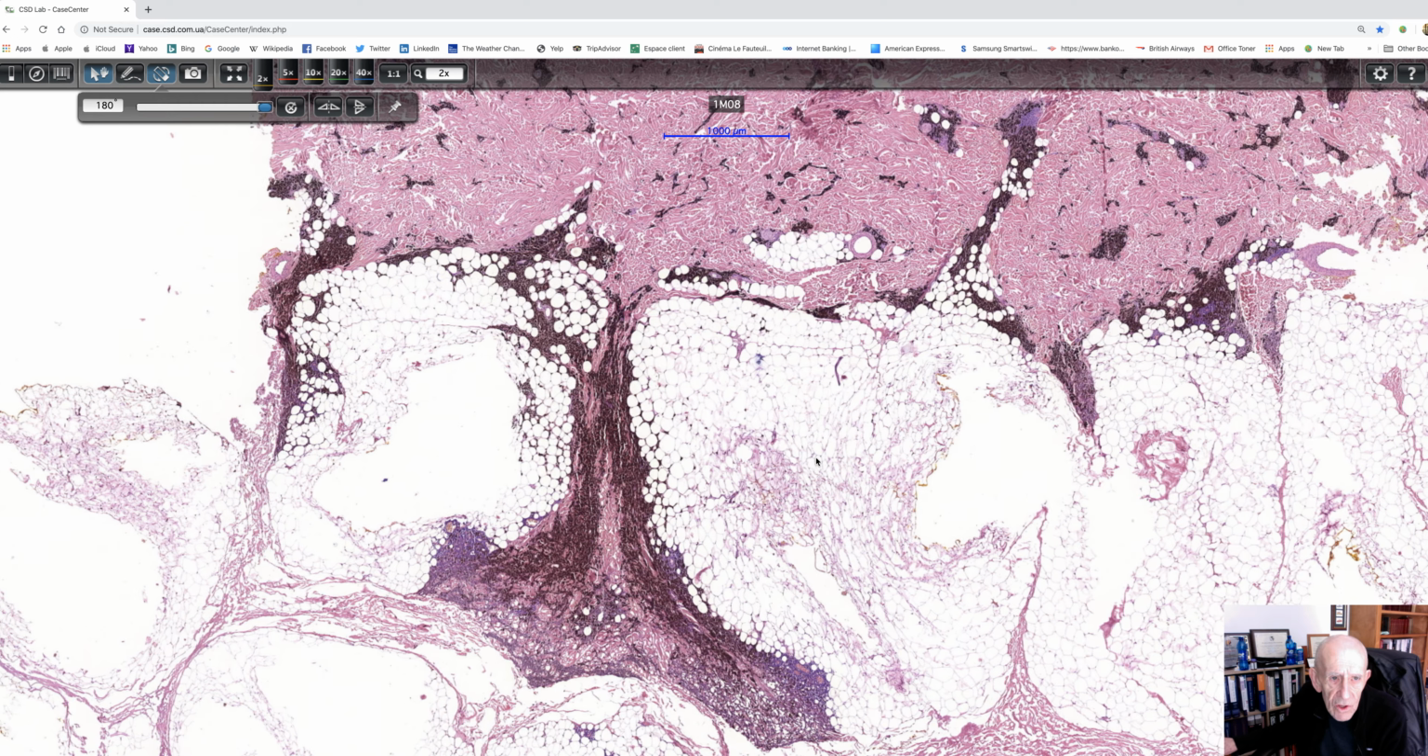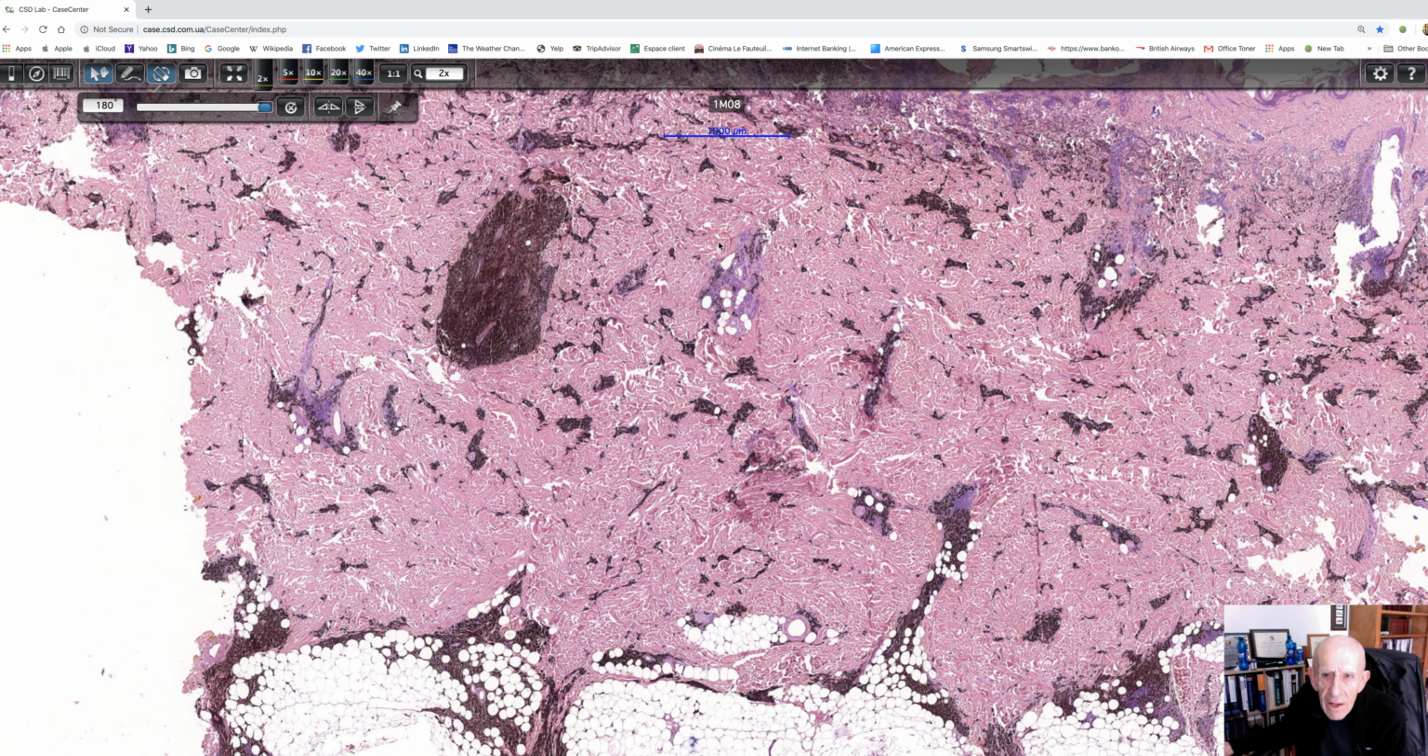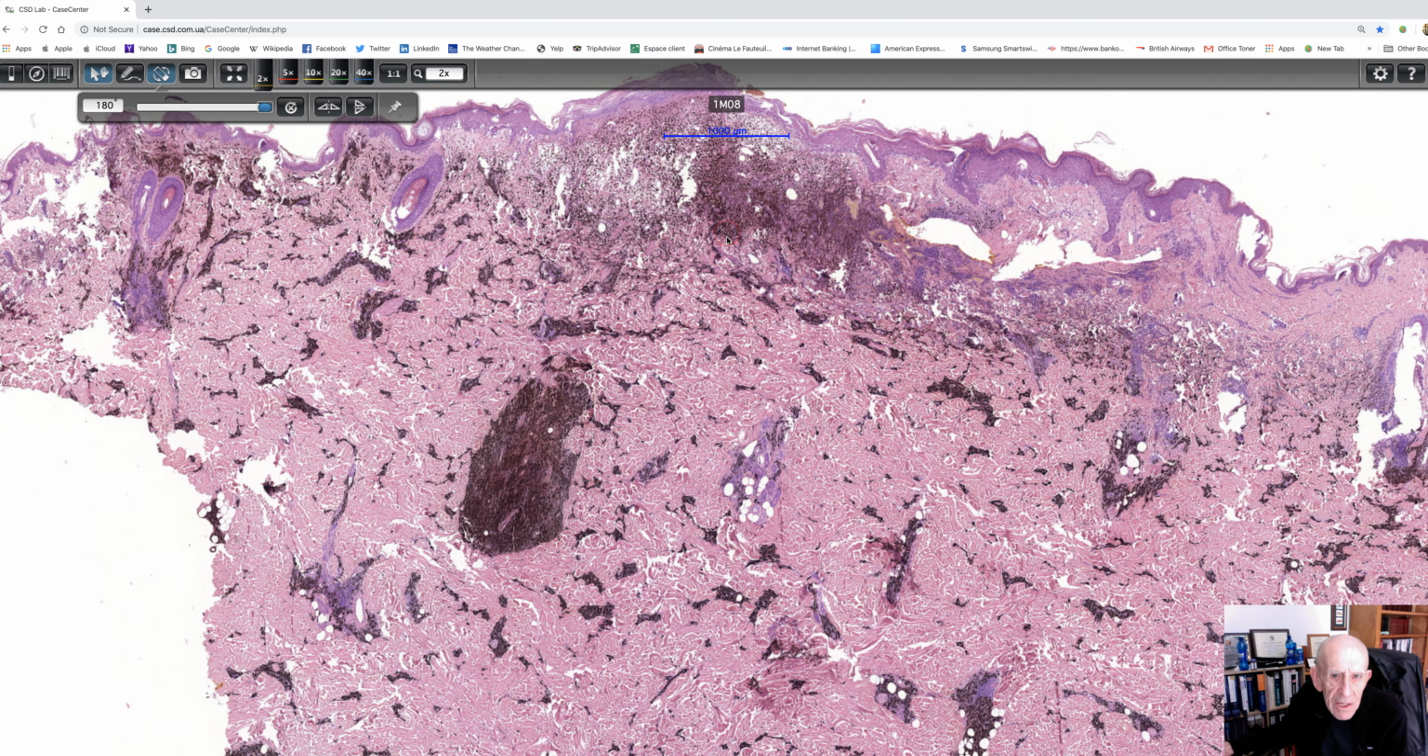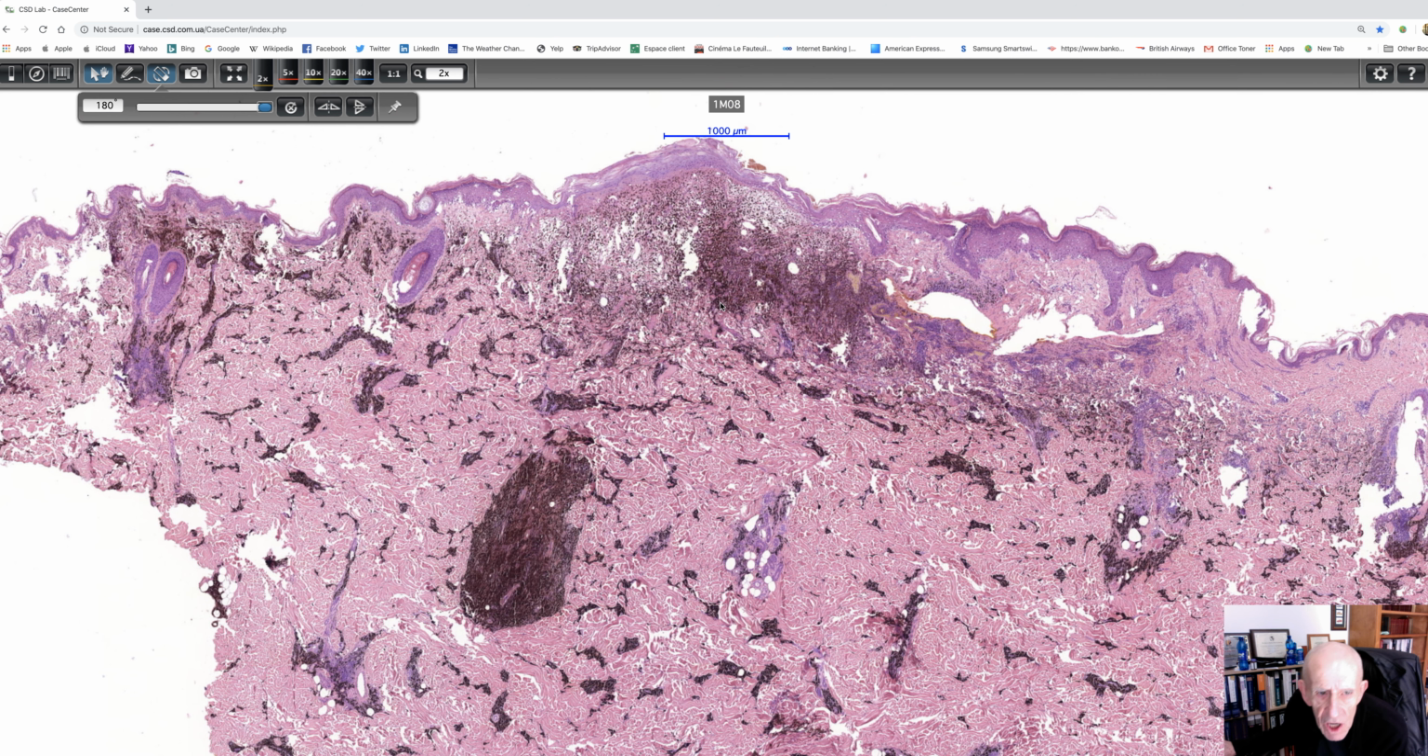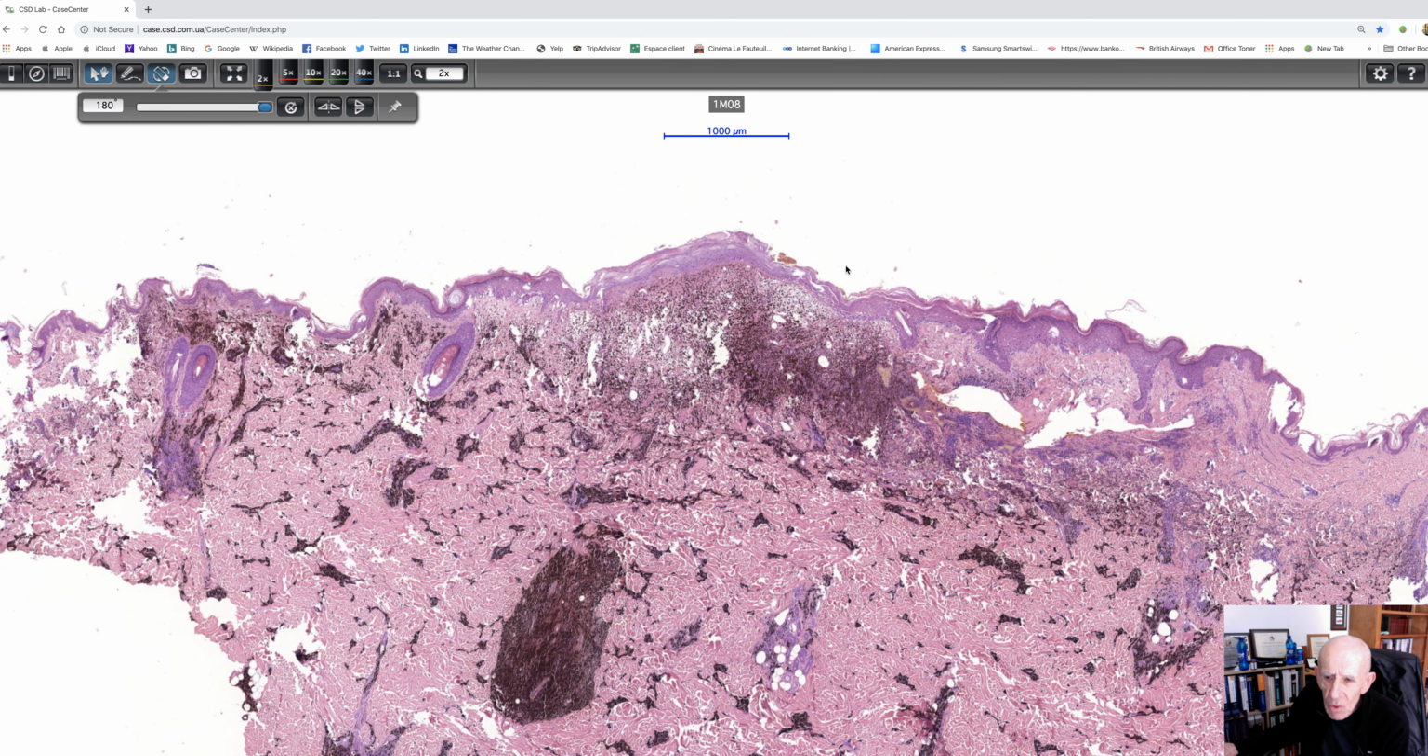I think this is just a truly remarkable case, and I'm very grateful to Antonina for letting me see it and letting me share it with all of you guys. So if you haven't seen a plexiform melanoma before, well, you've seen one now, and I hope you've enjoyed it.